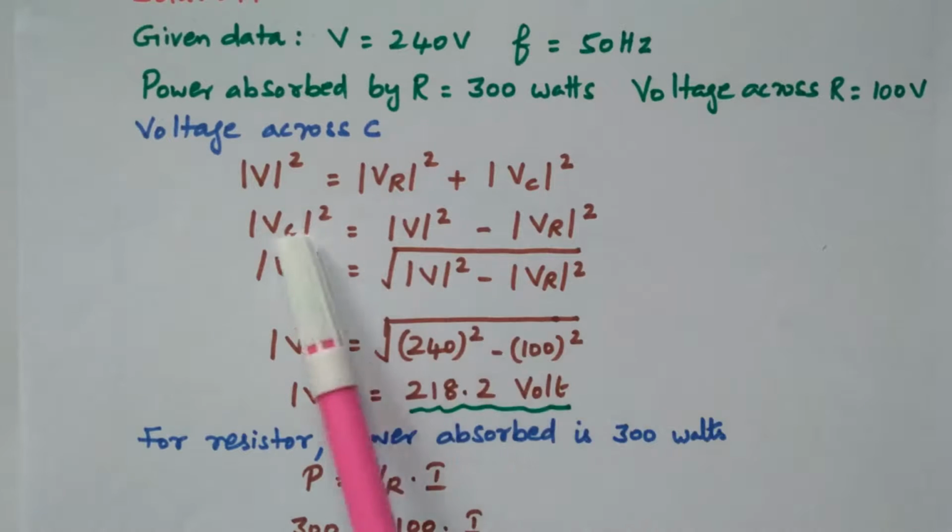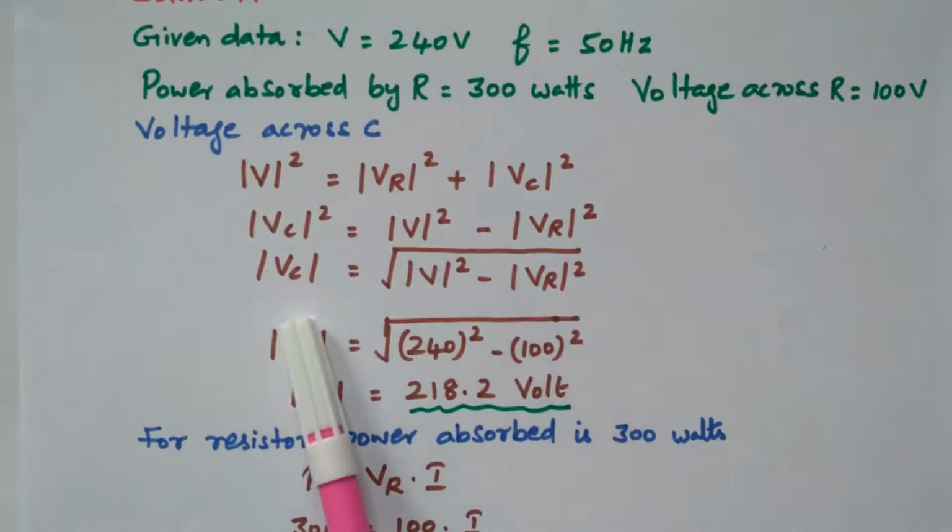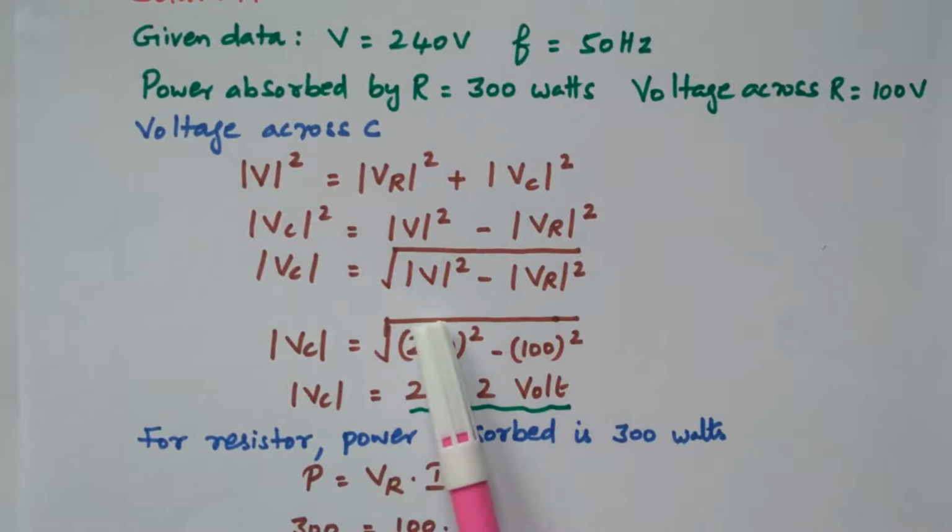Now take the square root on both sides, so that Vc = √(V² − VR²). V is given as 240. The total voltage is 240, and the voltage across the resistor is 100 volts. By simplifying this, we got 218.2 volts. Now we calculated the voltage across the capacitor.